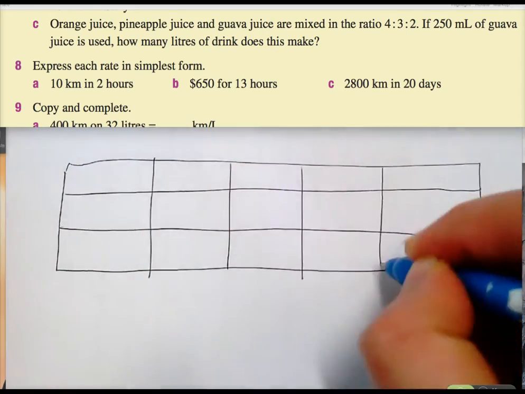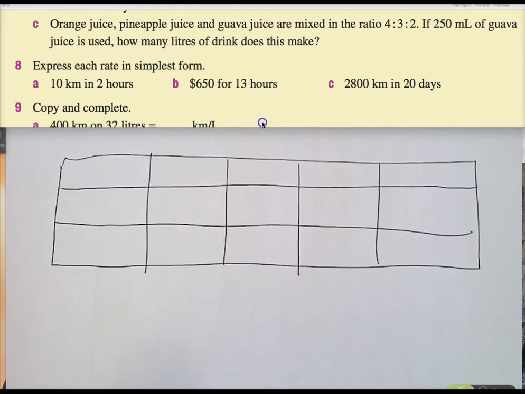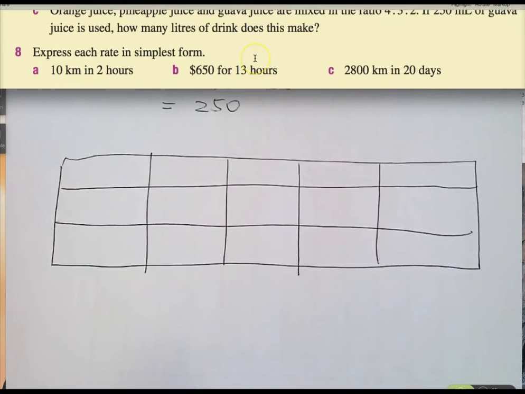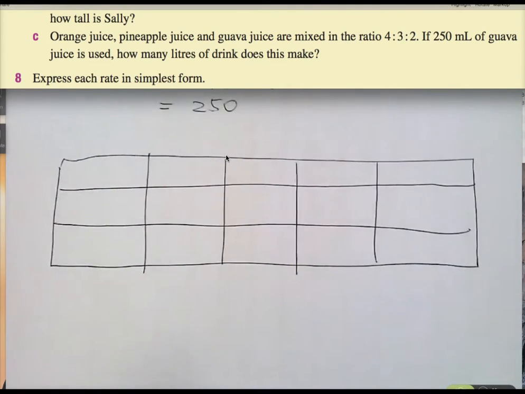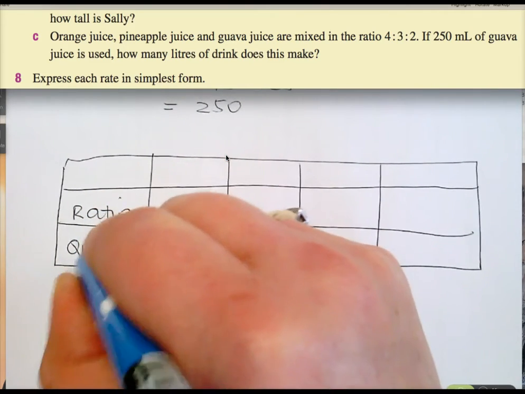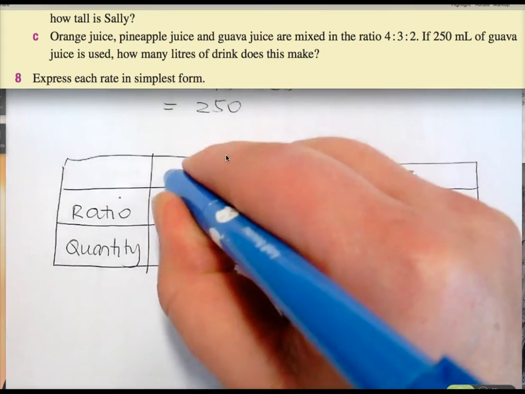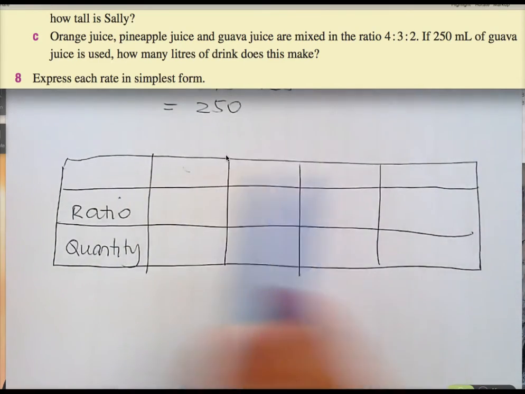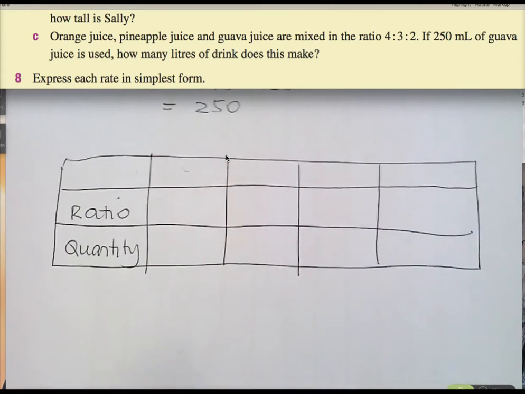Next question. 7C. Are we watching? And I'll move it down. Here we go. Orange juice, pineapple juice and guava juice. So ratio, quantity, which means amount. Orange juice. I'll put an O for orange juice. You know these titles, this row up the top is for headings, if we give you headings.